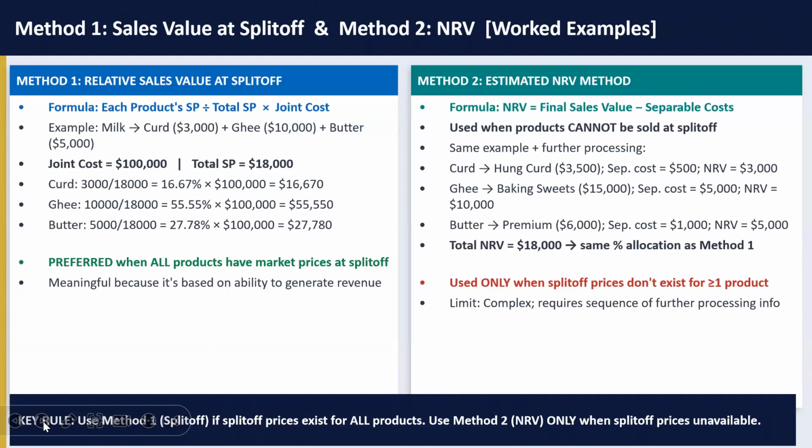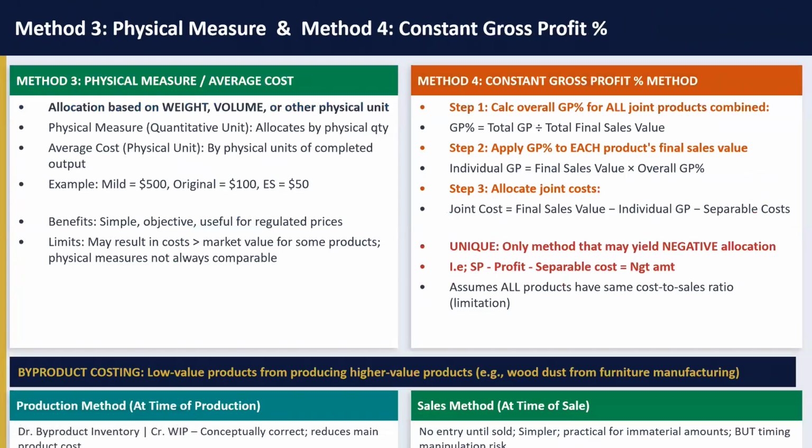So next up, we'll look into physical measure and average cost. Physical measure is a quantitative unit: you will be allocating based on physical quantity, average cost based on the physical units. Now assume there are 3 products, mild, original and ES. For $500 you are selling your mild product, for $100 you are selling your original product, and $50 you are consuming it for ES. The product that has the maximum sales revenue is mild. And based on the physical measure, if you find out that mild has the least weight, then even though it has the maximum sales revenue, you will be allocating very little joint cost to it.